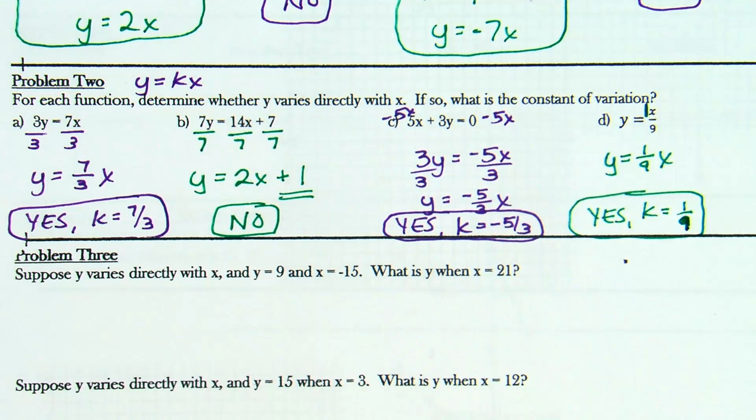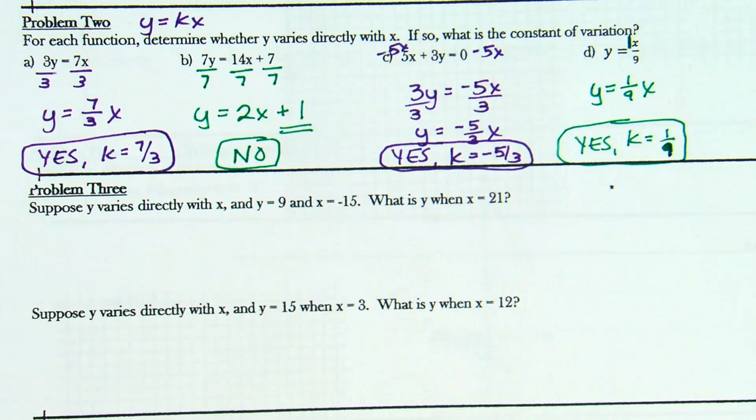Suppose y varies directly with x, and y equals 9 when x equals negative 15. What is y when x equals 21? Okay, so there's words, right? We have to battle past the words.